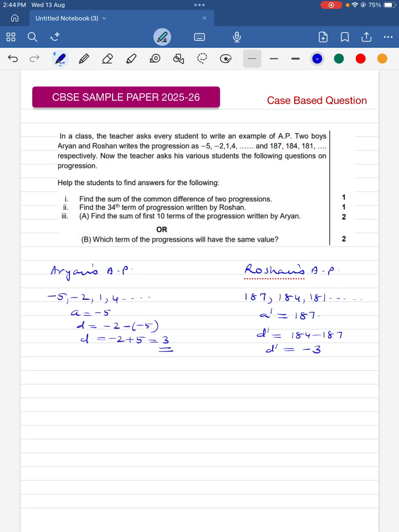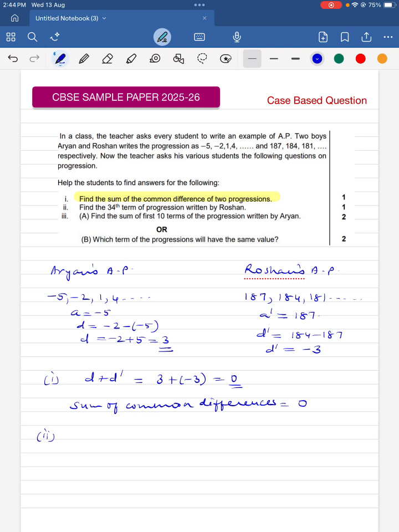Now in the first part of the question, they've asked you to find the sum of the common differences of the two progressions, which means I have to find what D plus D dash is. That is equal to 3 plus (-3), which is equal to 0. So the sum of common differences is equal to 0.